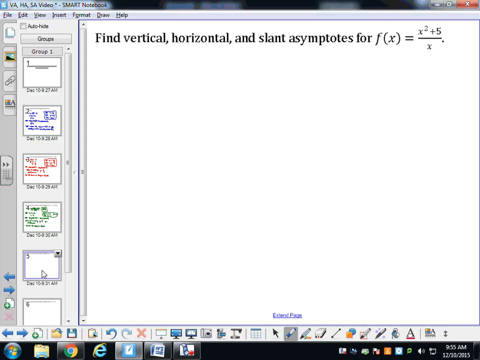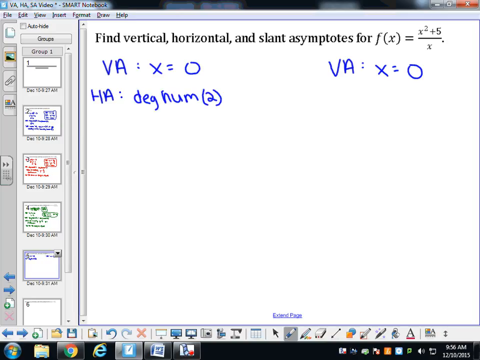Next example, f of x equals (x squared plus 5) over x. Check to see if we can simplify. I cannot. So for my vertical asymptote, I take whatever is in the denominator and I set it equal to 0. My horizontal asymptote, I compare the degree of the numerator, which is 2, to the degree of the denominator, which is 1. Now, since the degree of the numerator is bigger than the degree of the denominator, that means I have no horizontal asymptote.